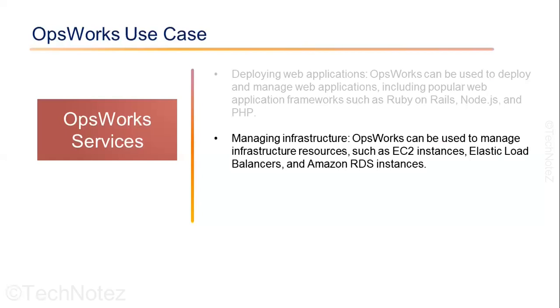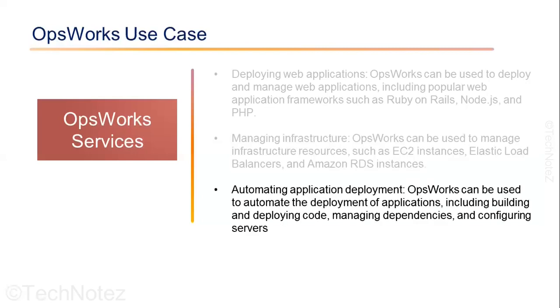Managing the infrastructure. You can use OpsWorks to manage infrastructure resources such as EC2 instances, Elastic Load Balancers, and Amazon RDS. Application deployment. OpsWorks can be used to automate the deployment of applications, including building and deploying the code, maintaining the dependencies, and configuring servers.